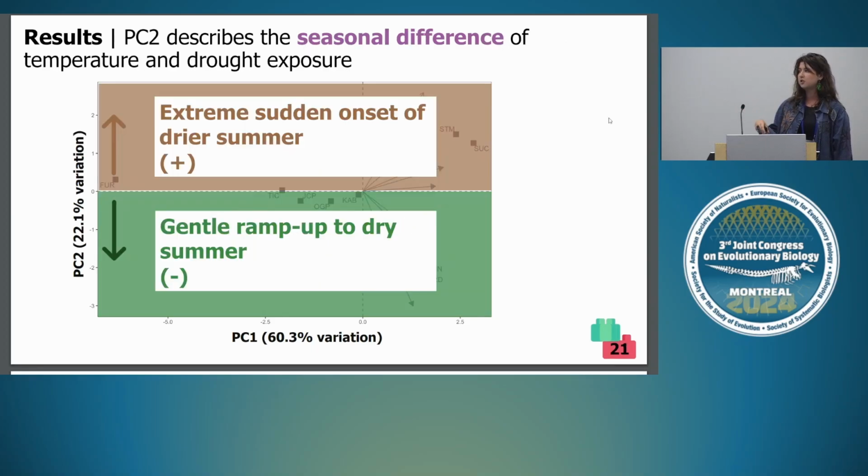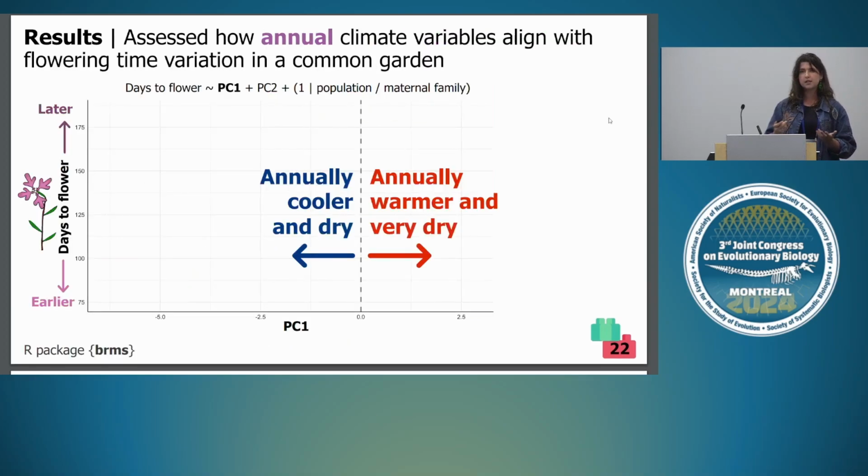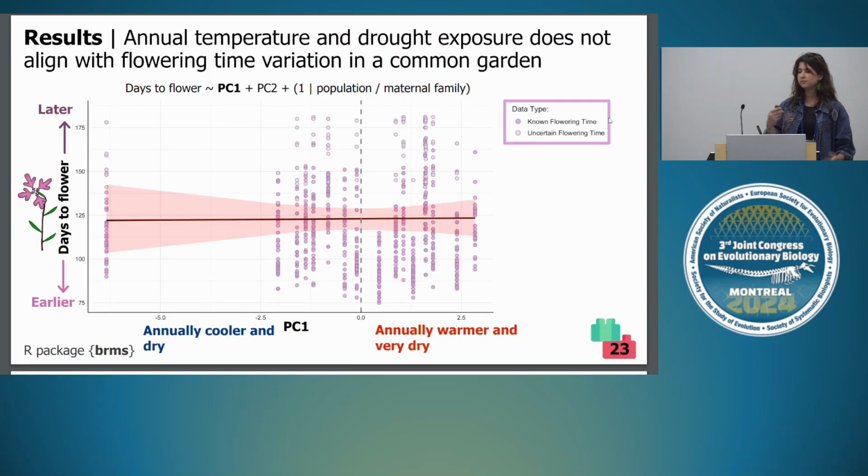Then for PC2, that's getting into the seasonal differences. So stuff that's positive, or going towards the top of the screen, has an extreme and sudden onset of a drier summer, while points that are negative are going to have this gentle ramp up to a dry summer. So now that we have PC1 and PC2, let's see how they might explain flowering time. So for the first one, let's look at PC1, which is again the annual patterns. And when we do that, we don't really see any trends. It's not explaining the variation in flowering time.